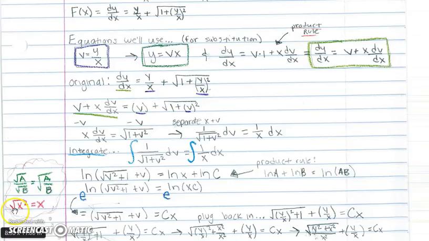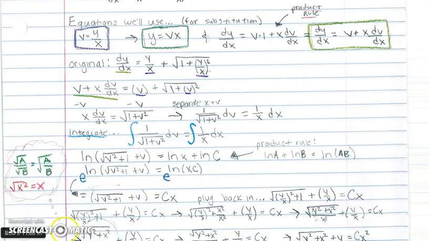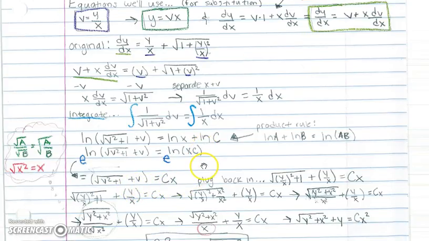So the way to get rid of that natural log is to bring it to an exponent there. So when you take e to the natural log, they cancel each other out. So what you're left with is the square root of v squared plus 1, plus v, equals cx. So now what we're going to do is plug our y over x back in. So now we can actually solve for our equation. So when you plug in our y over x for our v, you end up getting this right here.